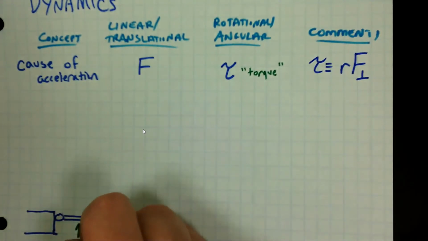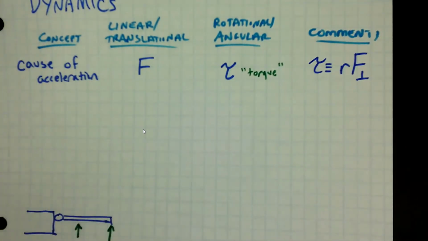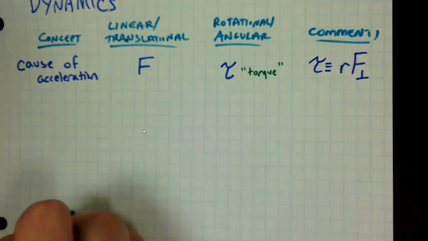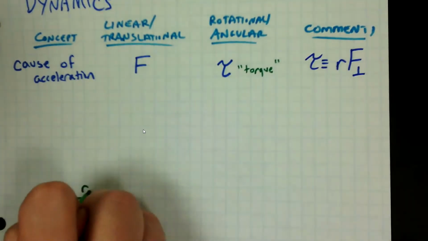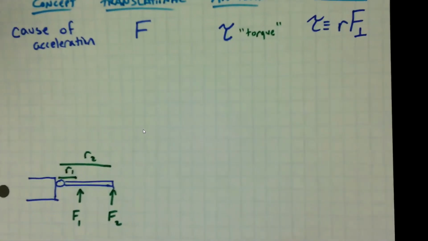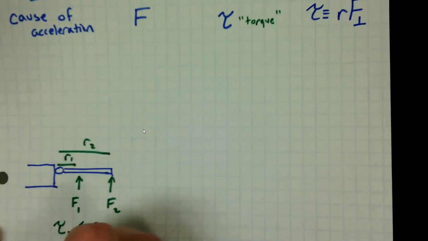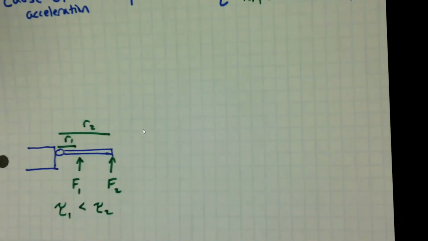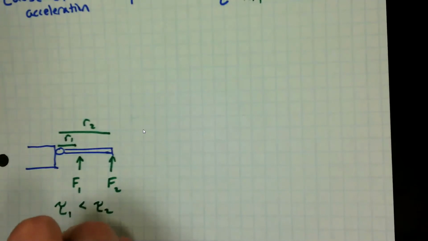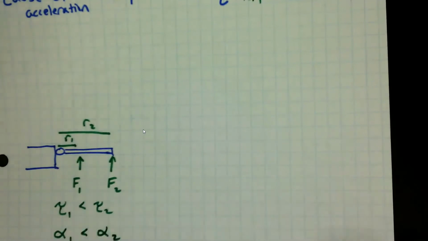If I put the same force here, I'll call that R1, and I'll call this R2, okay? If I put the same force on two different areas of the door, I can say that the torque of one is going to be less than the torque of two because the radius is smaller. What that means in essence is that the angular acceleration of one is less than the angular acceleration of two.